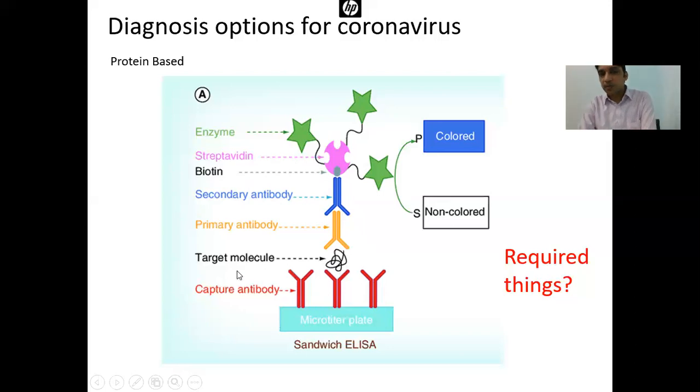So let's suppose the sample contains that protein; it will stick to the capture antibody, and we supply this complex in a sequence. First, we provide the primary antibody. If this stuff is there, the primary antibody will stick. If the stuff is not there, the primary antibody will be washed away. And then we provide the secondary antibody to the primary one along with the enzyme.